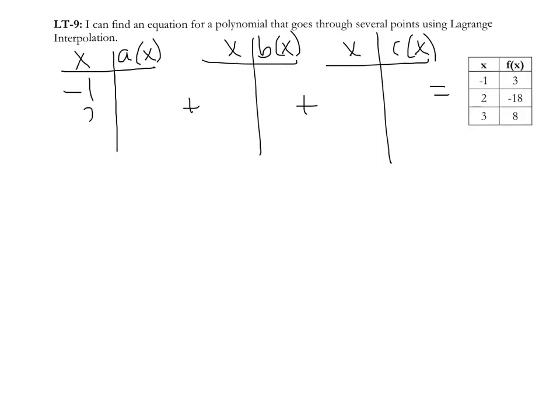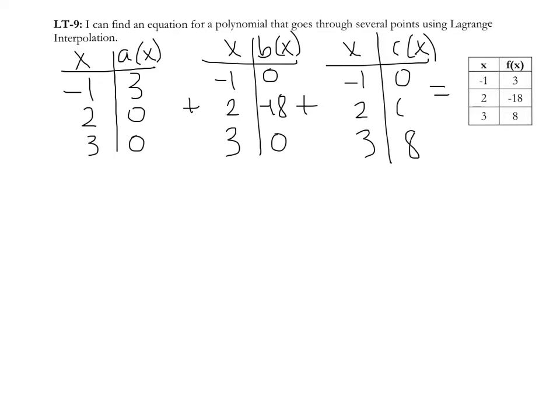So our x's are staying the same. And within each of these tables, again, we're going to keep one of the f of x values the same, and make the other two zeros. So for the first table, let's keep the output that goes along with -1 the same, that's 3, and let's make the other two zeros. For the second table, let's keep the second b of x value the same, and the other two will be zeros. And for the last one, let's keep the third c of x value the same and make the other two zeros. If you notice, if you add up these three tables, we get the original table.